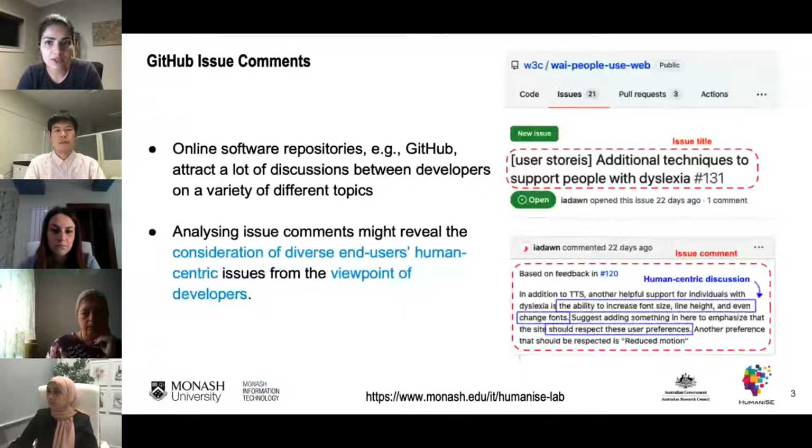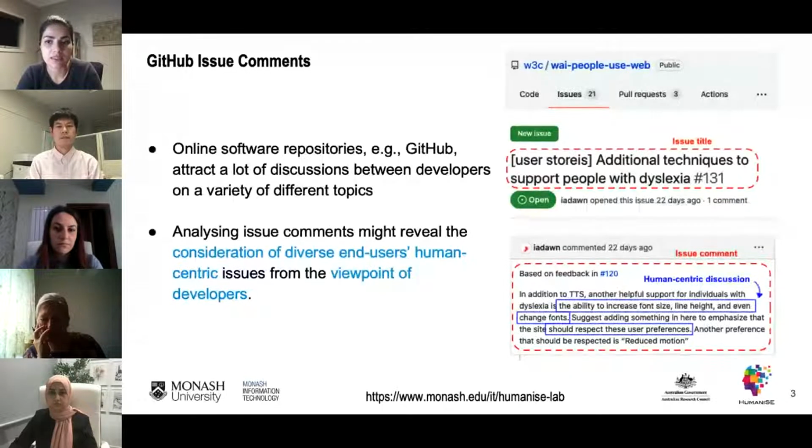In this slide, you can see an example of an issue on GitHub, which has a title and then several comments. This is related to an issue that a user who's dyslexic has with the system, and the user needs some options such as the ability to increase font size, line height, and fonts. This is followed by another developer comment saying, "I'm not sure if I agree with you," which shows that developers are not necessarily aware of and agree with the issues that users face.